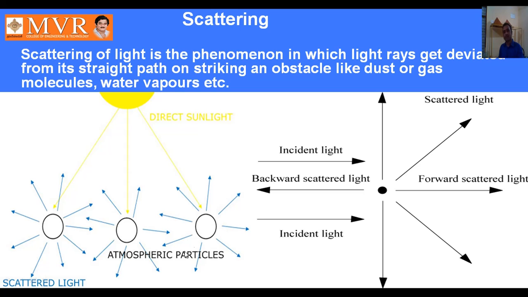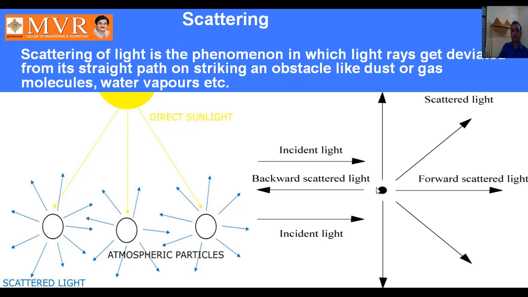Before reaching the earth's surface, the atmosphere consists of so many particles. Due to the particles present, the radiation is scattered. I will explain with one particle. The sun radiation is incident like this on the particle. Whenever the sun radiation hits an atmospheric particle, like a dust particle, some radiation is scattered. Scattered means it changes its original path.